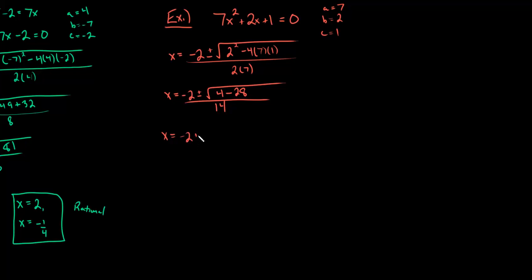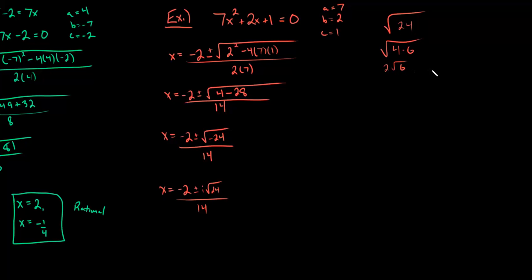And from here we can simplify this a little bit. So this is negative 2 plus or minus the square root of negative 24 over 14. And once again, whenever we have a negative underneath the square root, that means we're going to have imaginary solutions. So we pull out an i. So that's negative 2 plus or minus i root 24 over 14. And if you can simplify the square root of 24, make sure that you do so. The square root of 24 can be simplified because that's the same as the square root of 4 times 6. And we can take the square root of 4 to get 2 root 6.